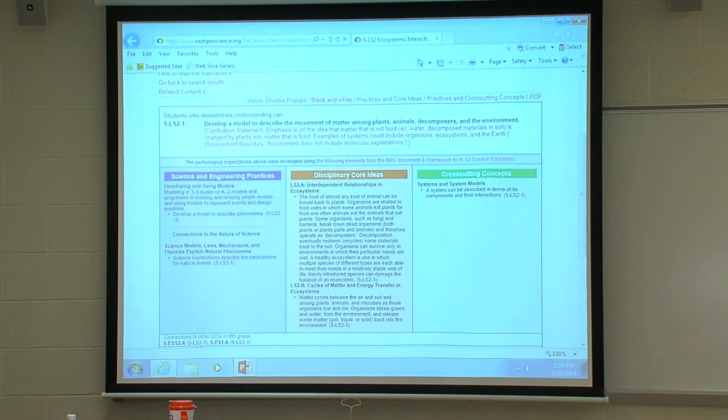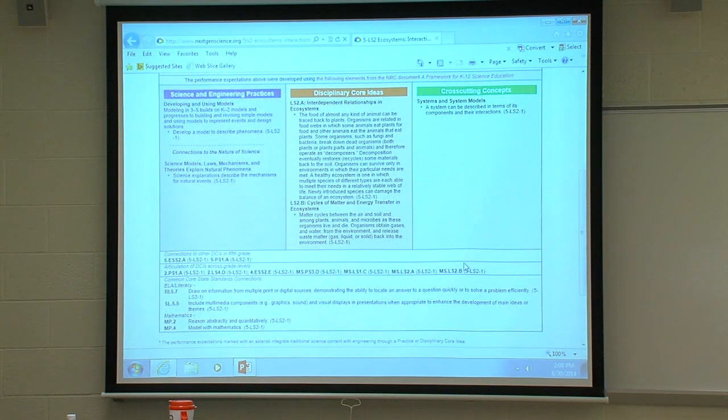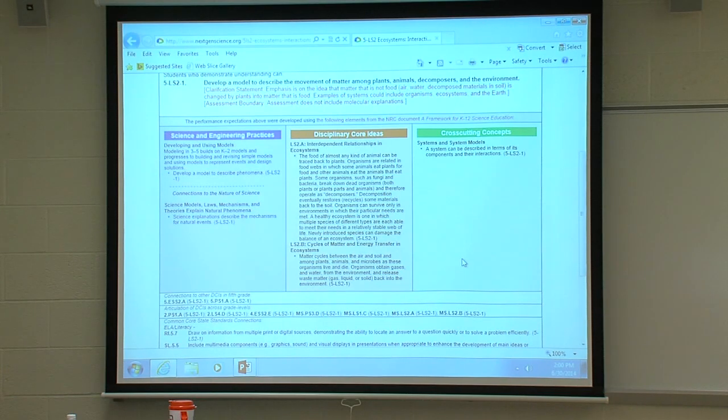So what does this look like? And you can click on all these areas up here to get explanations in case you don't quite understand. It lists the science and engineering practices. Developing a model to describe phenomena is a focus for this core idea, which is right here. Interdependence, relationships, and ecosystems. It gives you information here as well as here. It came from here. That's where it came from. It came from this book. This was the precursor to the NGSS. And here's the cross-cutting concepts that you should stress with these core ideas: systems and system models. But again, we also did cause and effect and we looked at patterns.